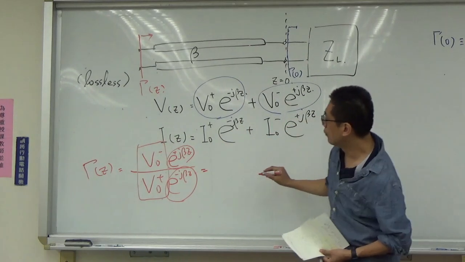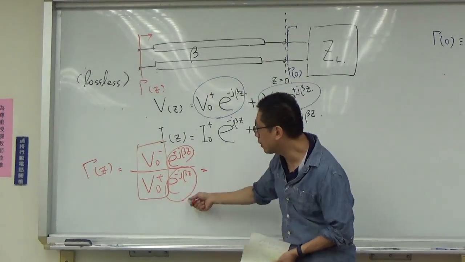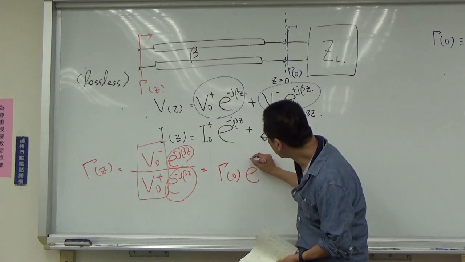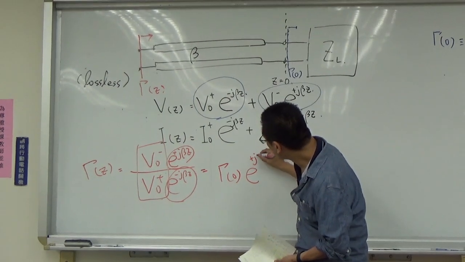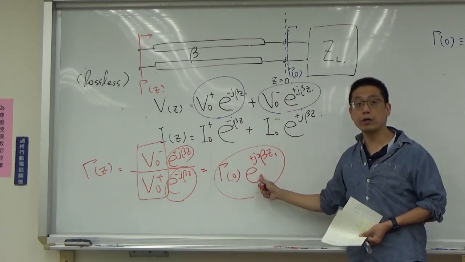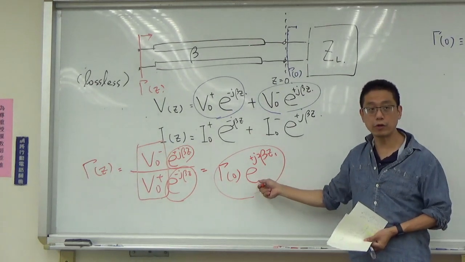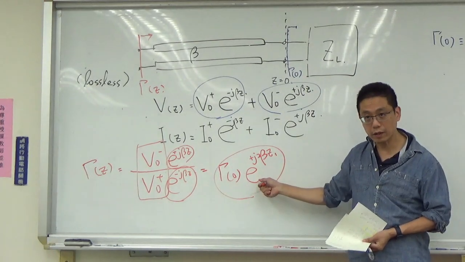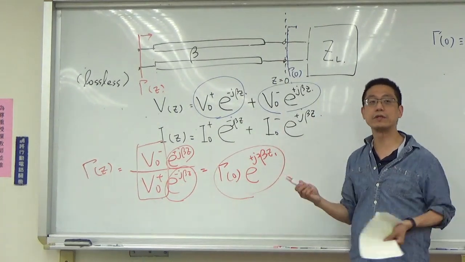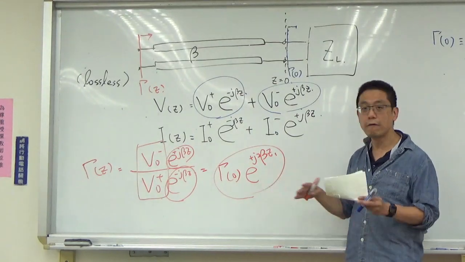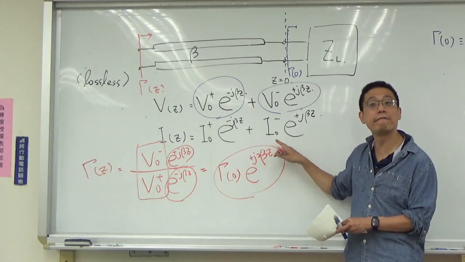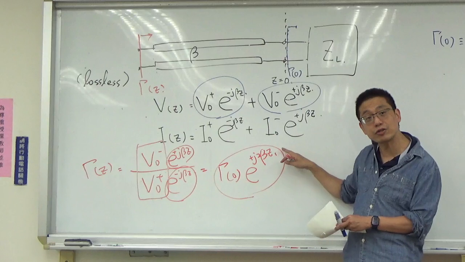So now you can simplify the equation as positive j 2 beta z. This is a general form of reflection coefficient at any position. You can put any z there, okay? z can equal something else. So you can see there is a phase change. The phase is here, right? Beta z, it is a phase depending on your position.